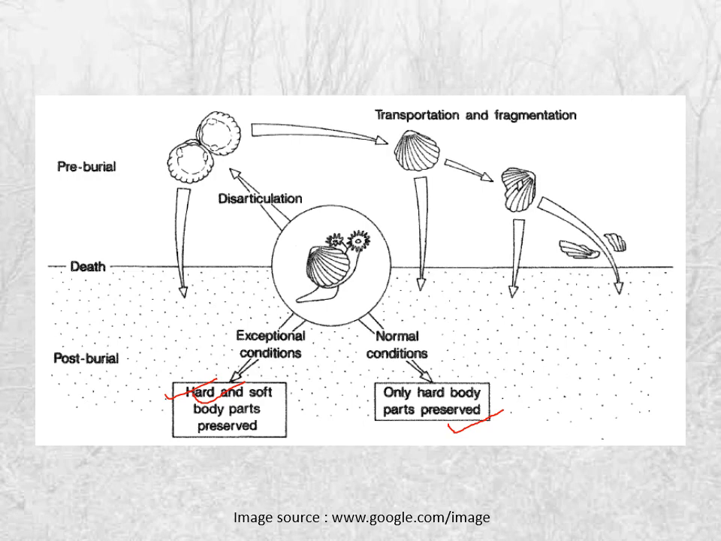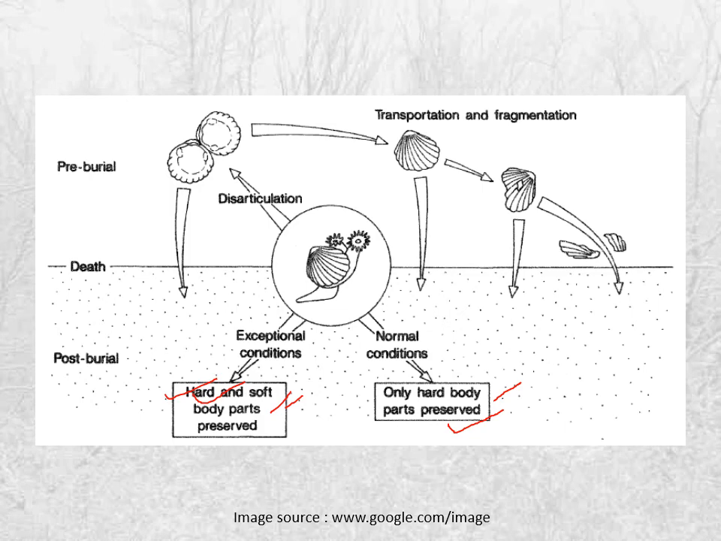Here I describe three conditions by which the evidence of these organisms can be preserved. After the death of an organism, the soft part is decomposed and only the hard part is preserved. After the death of an organism, in an exceptional situation, both hard and soft parts are preserved. In normal conditions, after the death of an organism, the soft parts are decomposed, and these organic remains are now exposed to surficial activities.